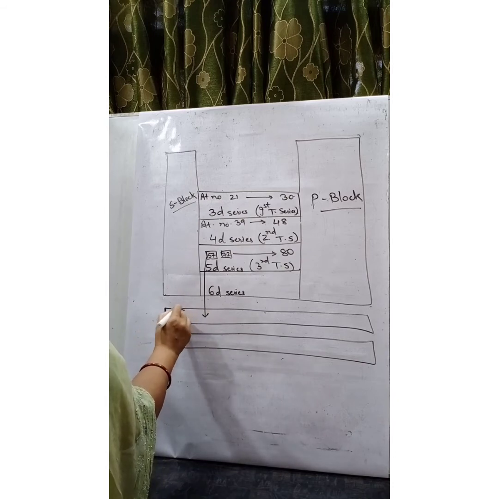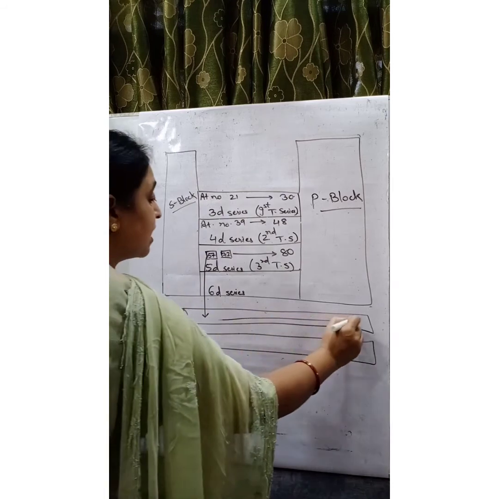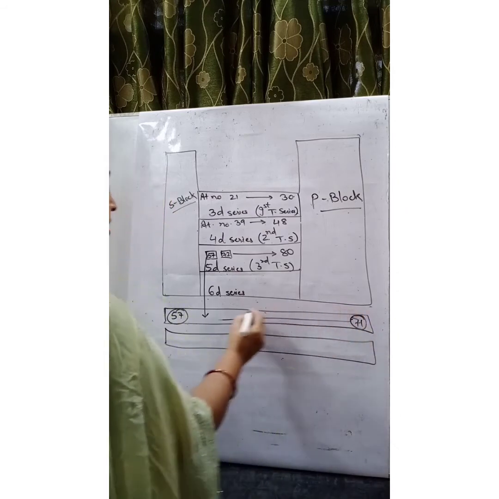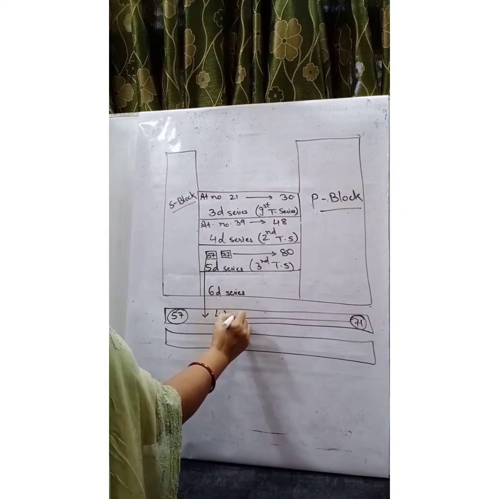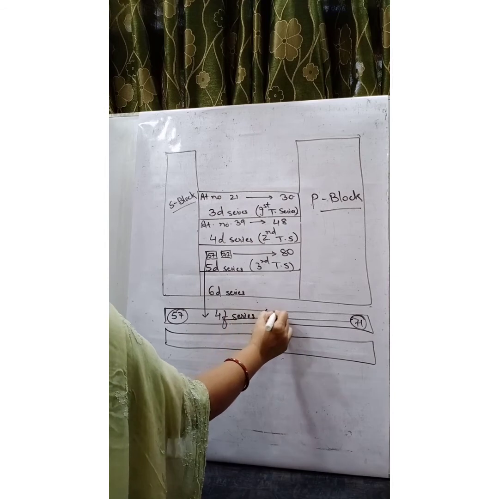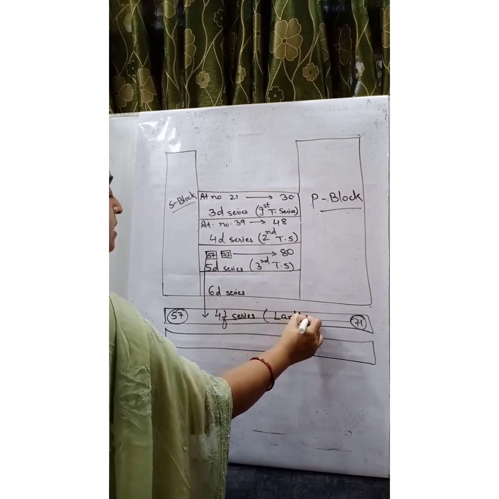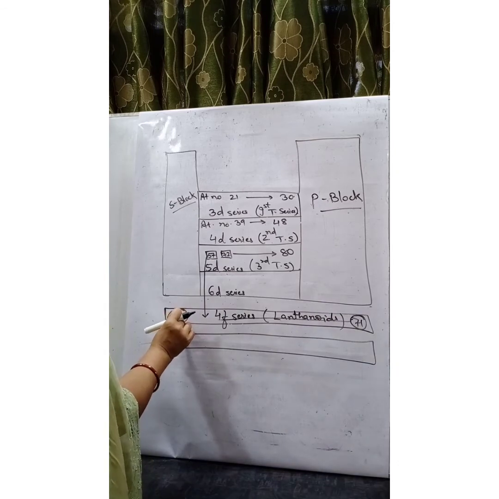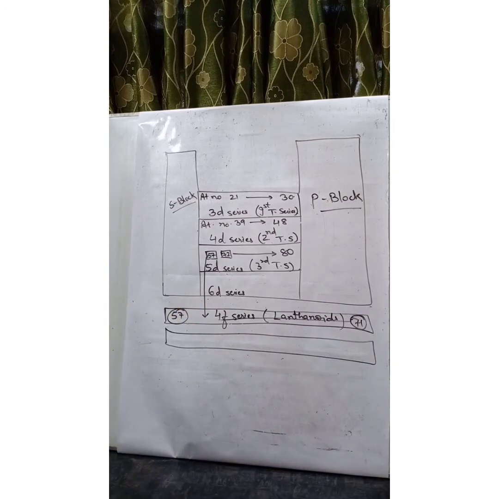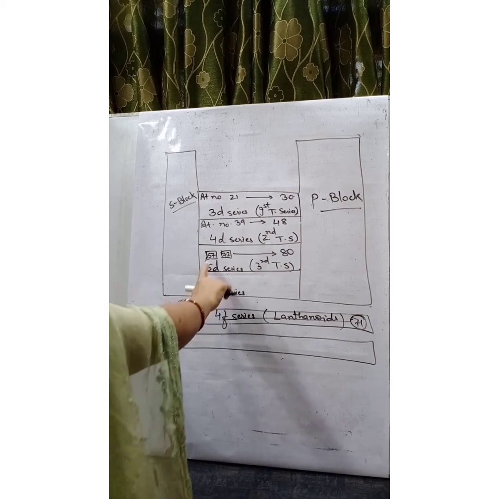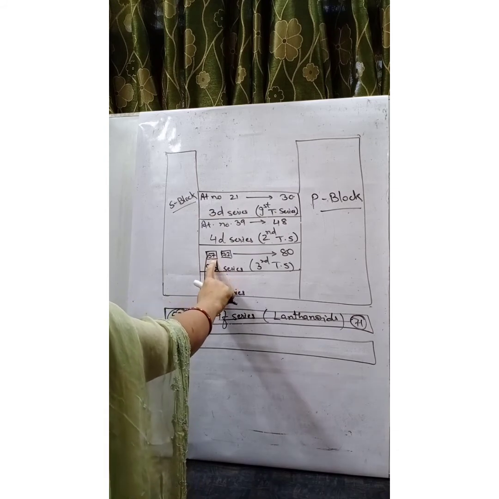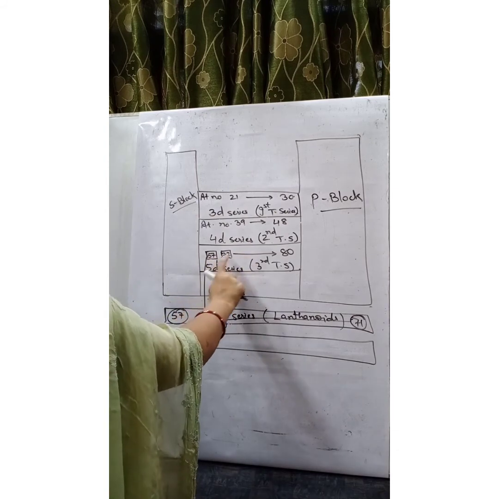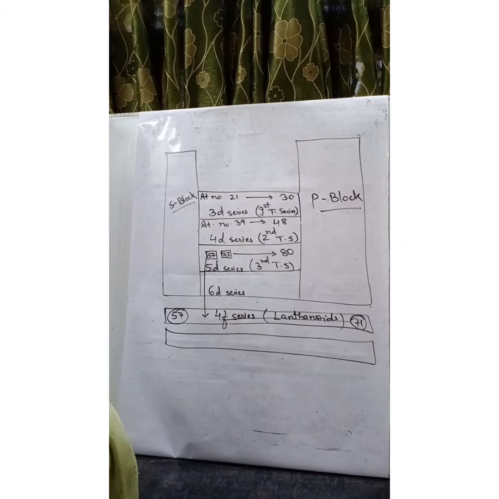Here we have elements from 57 to 71, which is called the 4F series or lanthanoids. So lanthanum, right, it has 4f0, it is a member of F block, but it shows some properties. It has a d orbital, so it is a member of d block also.